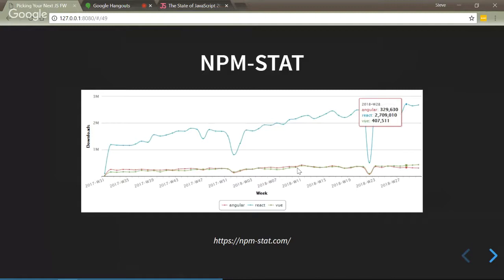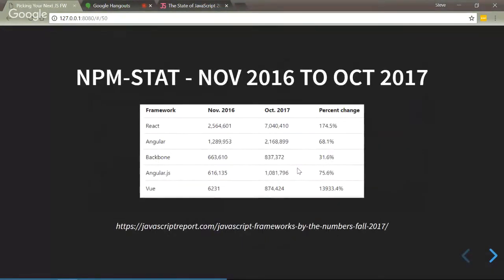But substantial numbers, like at this particular week, React 2.7 million, Vue 400,000, Angular 329,000. Pretty big difference in downloads. Now, this is an older one, but showing those percentages, like React up by 174%, 68 for Angular, 30 for Backbone. That was the one that was showing the drop. That's actually a 30% gain in real terms. That's just how fast NPM is growing. AngularJS, Vue, 14,000% growth over that year. Still the smallest of the big ones, though, right?